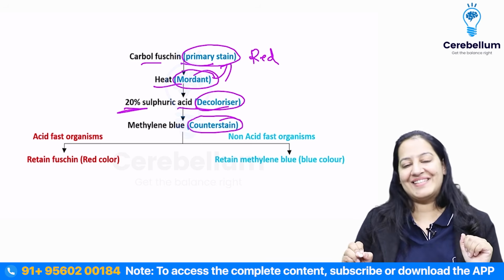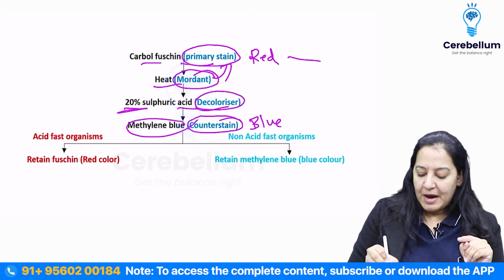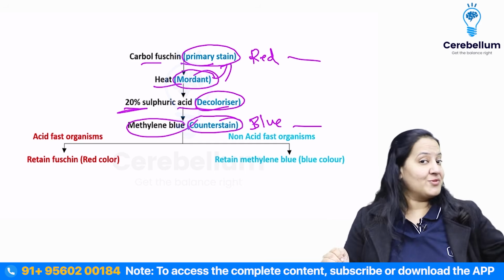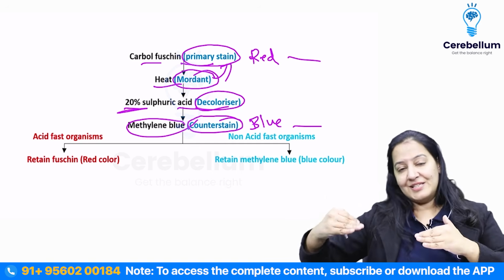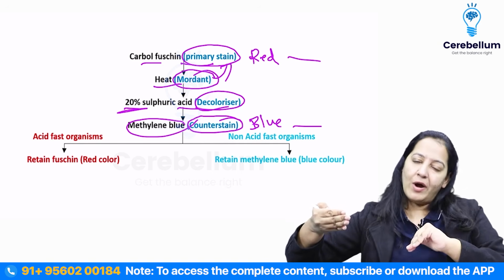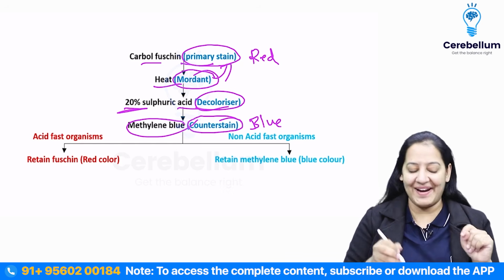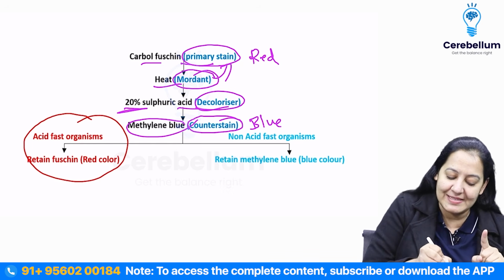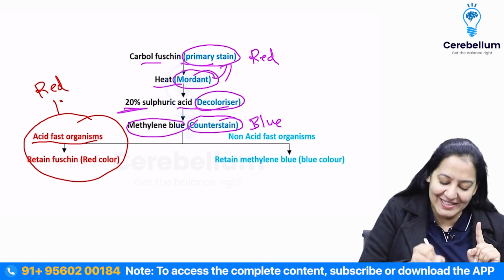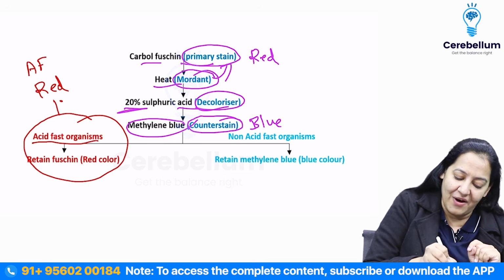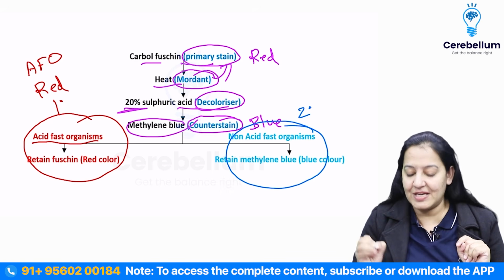The counter stain is the secondary stain. It's any blue stain. So you can see the primary and secondary stains are reversed here in contrast to gram stain. In gram stain, the primary stain was violet and the secondary was red. But in acid fast, the primary is red and the secondary is not violet but blue. You got my point? So at the end, you have 2 types of bacteria. The bacteria which retain the primary stain are red in color and these are known as acid fast organisms. Or else you have the bacteria which retain the secondary stain or counter stain.